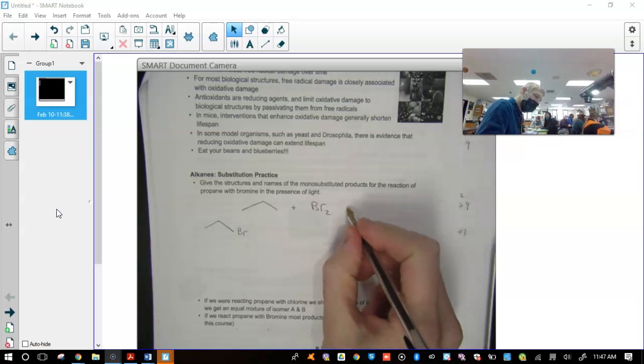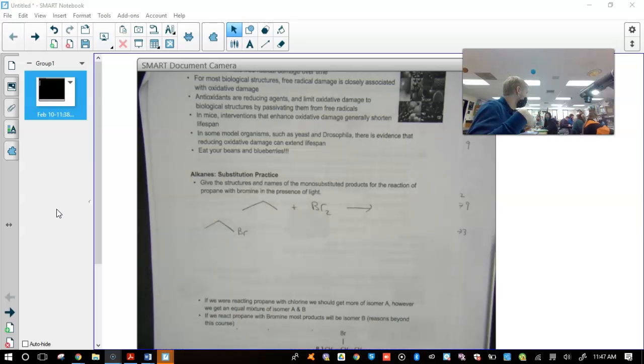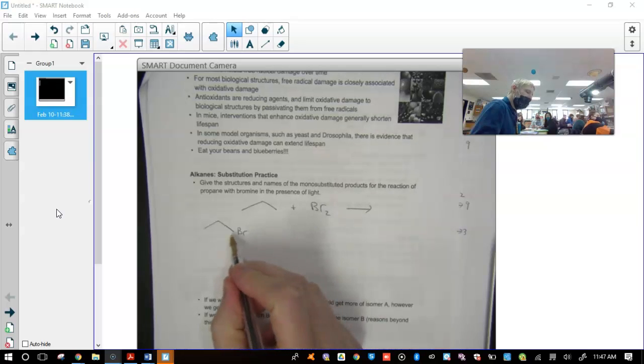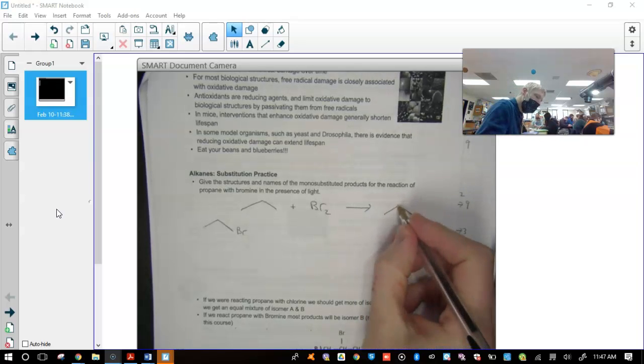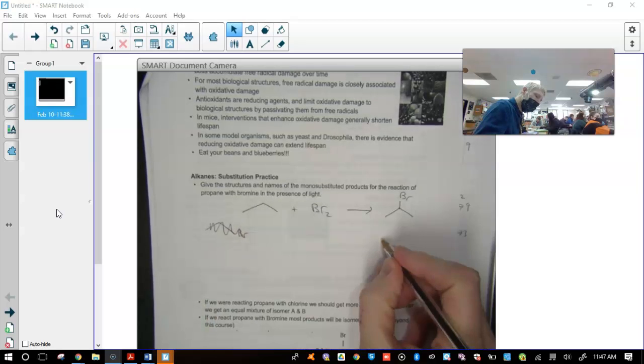So, what are the different, basically, not allotropes, but the isomers that could be formed? We could have a bromine that could be on a primary carbon, or we could have a secondary carbon. We'll just get rid of that and put it here.